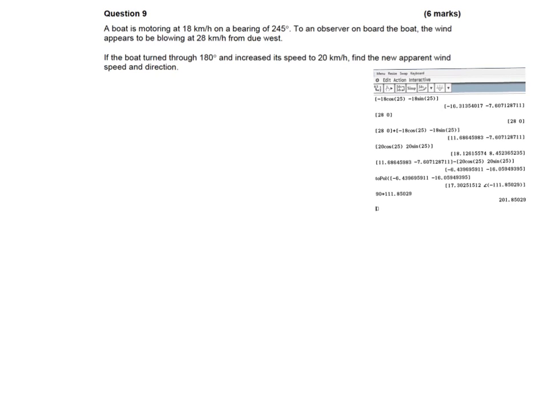Okay, so this is question 9 from practice paper A. I would do this in component form. I'll show you how to do it by setting up a diagram and using trig later, but using component form, I think it's easier. So we want to know the velocity of the boat.